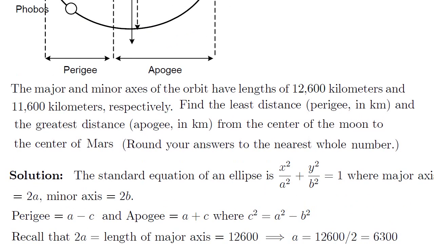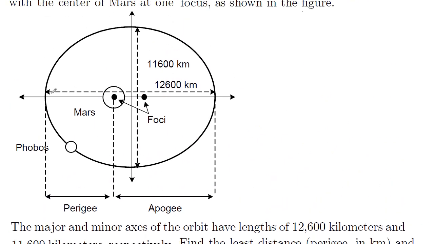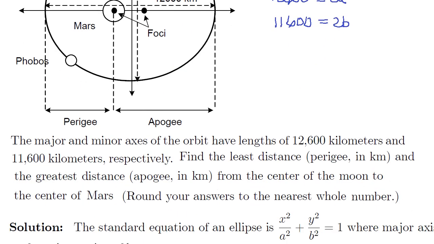The standard equation of an ellipse is x squared over a squared plus y squared over b squared equals 1, where our major axis has length 2a and our minor axis has length 2b. So in the picture, the 12,600 is the major axis, that's 2a. And our minor axis length is the 11,600, and that is 2b. So you can divide both sides by 2, and get 6,300 here and 5,800 there. That's a and b.